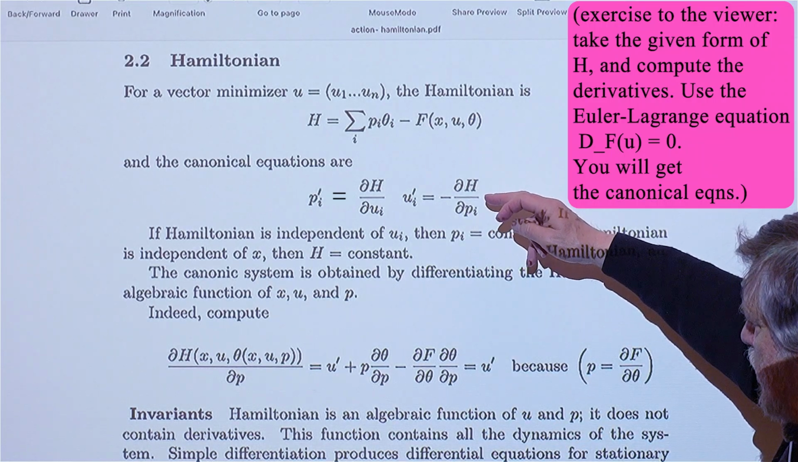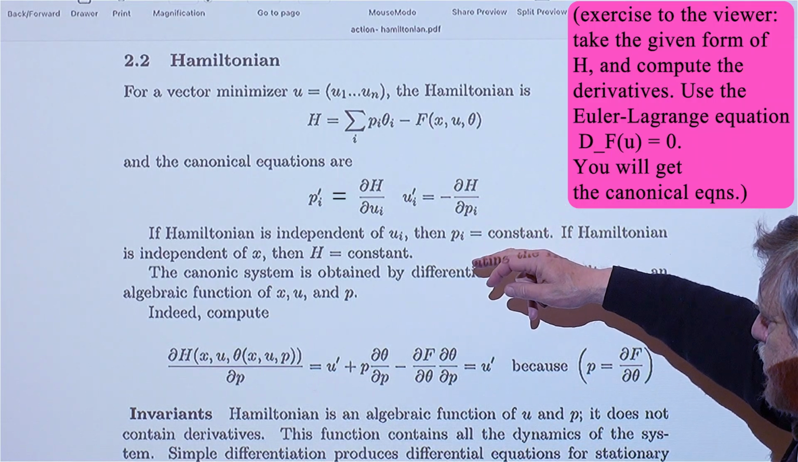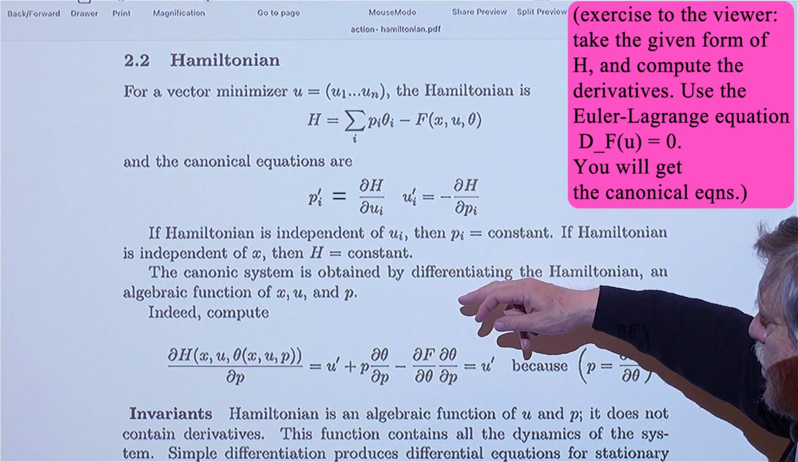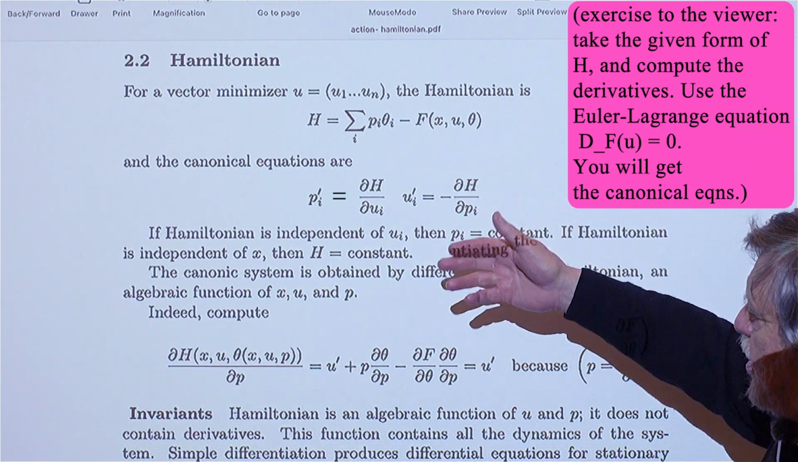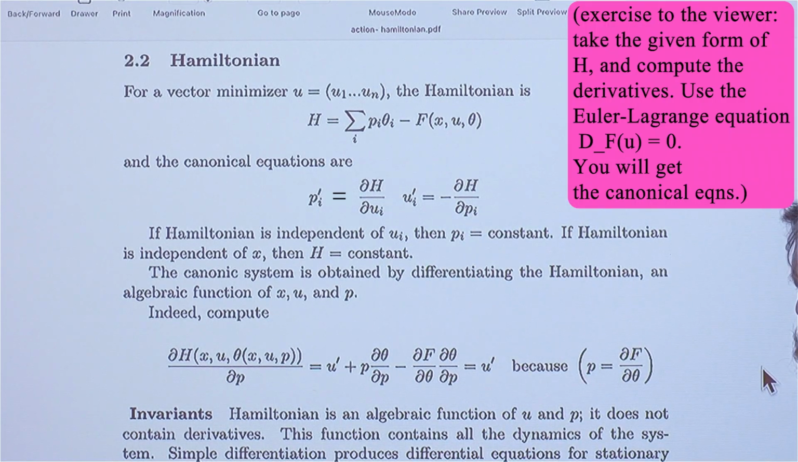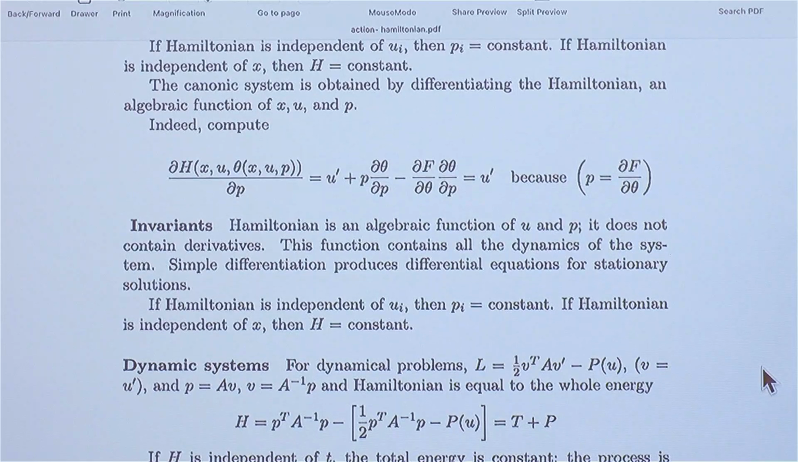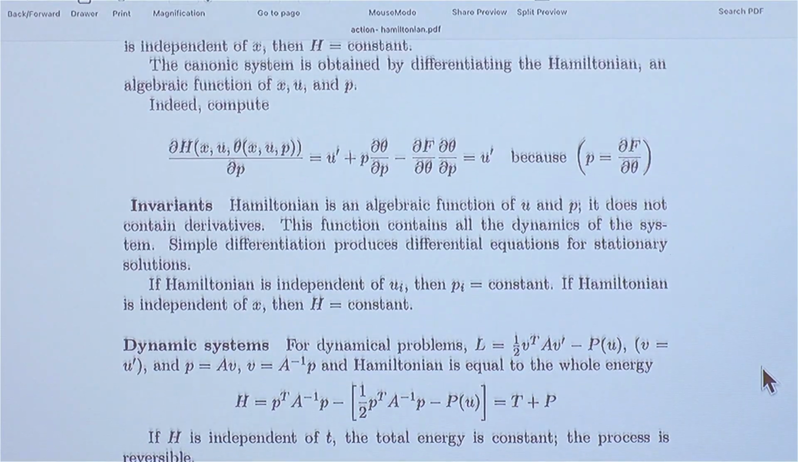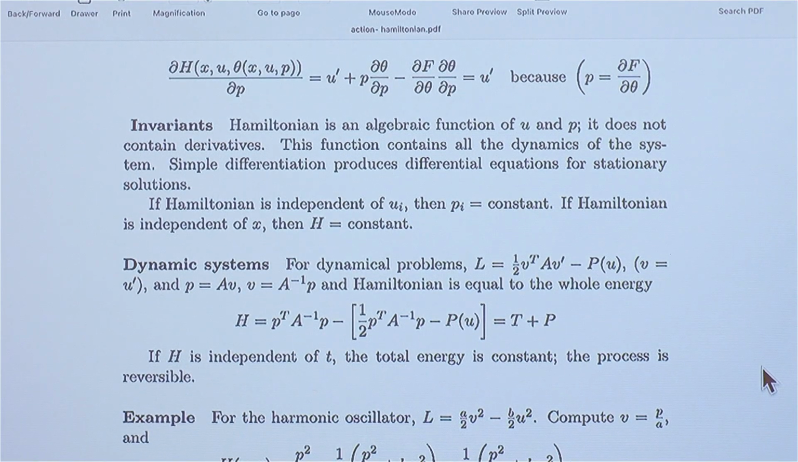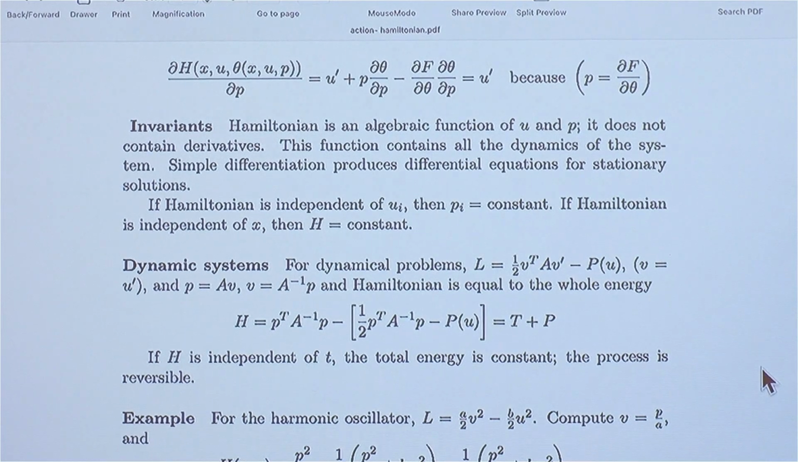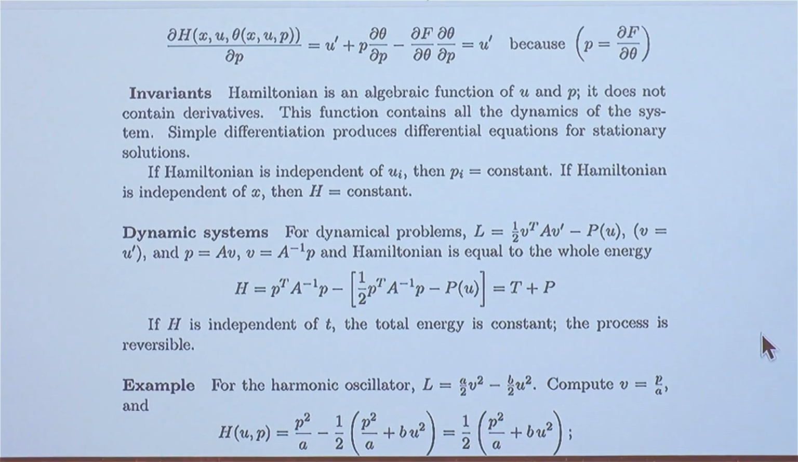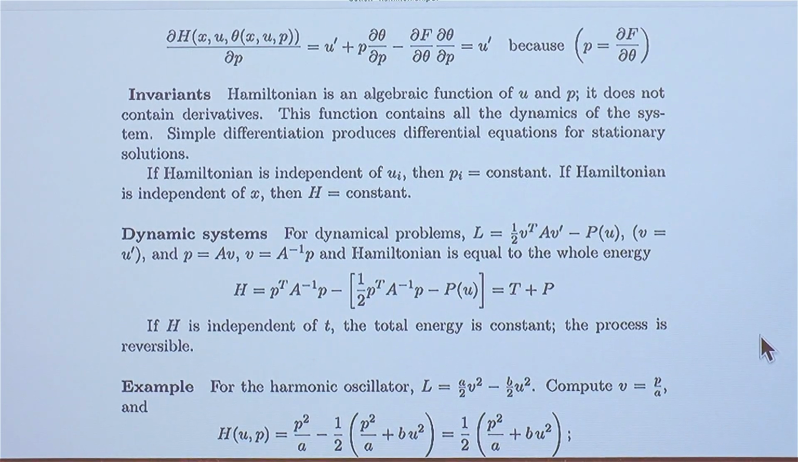So I just take this one, do this computation, all terms cancel, and finally we get the right expression. What is convenient? The Hamiltonian is an algebraic function. It doesn't involve any derivative. So you just define this function, and you know the dynamics of the system.